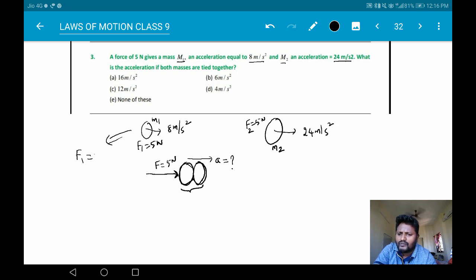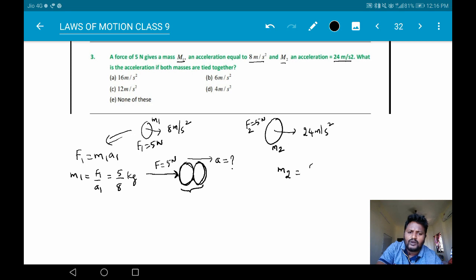So we can write F1 equals m1 a1. So m1 equals F1 by a1. F1 is the force acting on it, which is 5, and acceleration is 8. So 5 by 8 kg is the mass of the first body, and for the mass of the second body we can write F2 by a2. F2 is 5 and a2 is 24, so 5 by 24 kg.